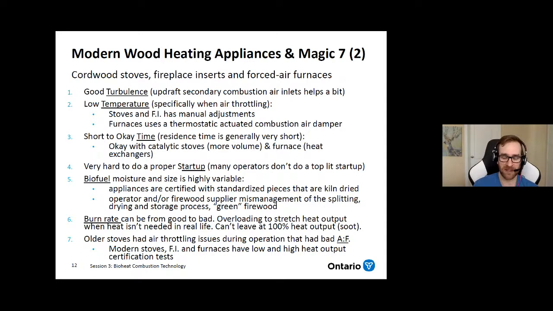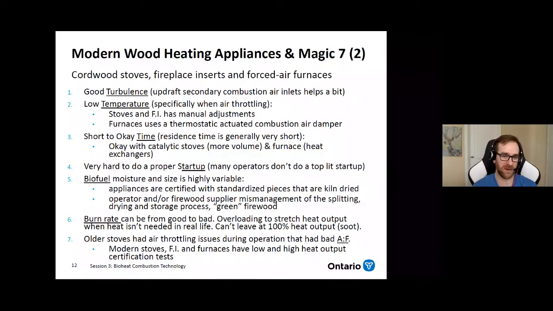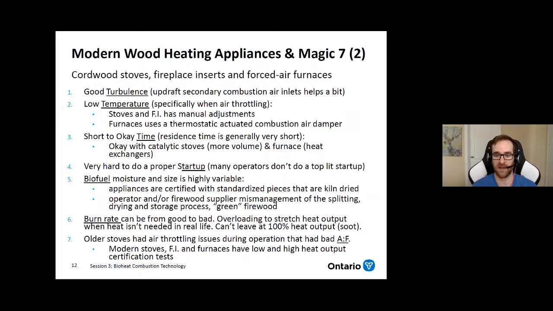In terms of the burn rate, like I just said, the design issue for all cordwood appliances is that people want to stretch that heat output, and typically people don't want a large, fast fire. They want it to last all night, and because of that, it would generate a lot of soot.